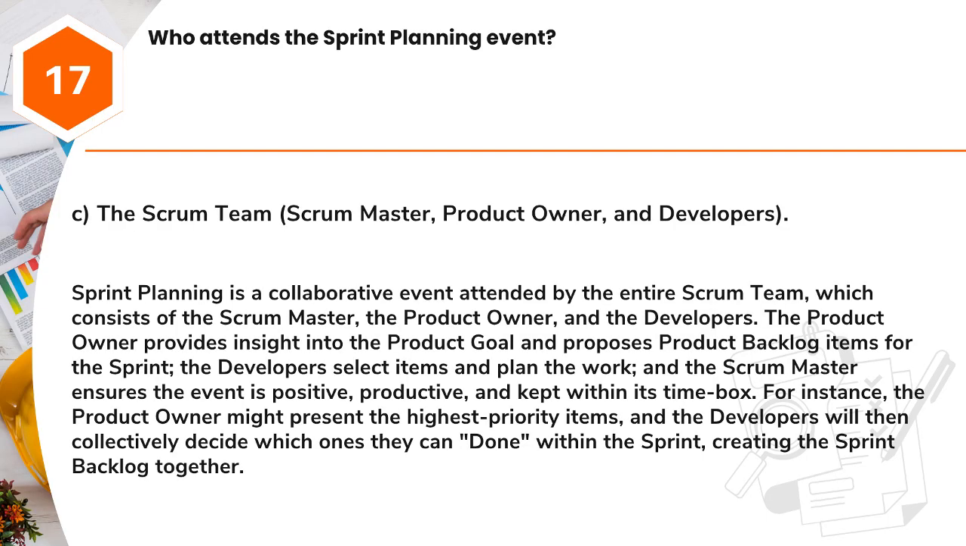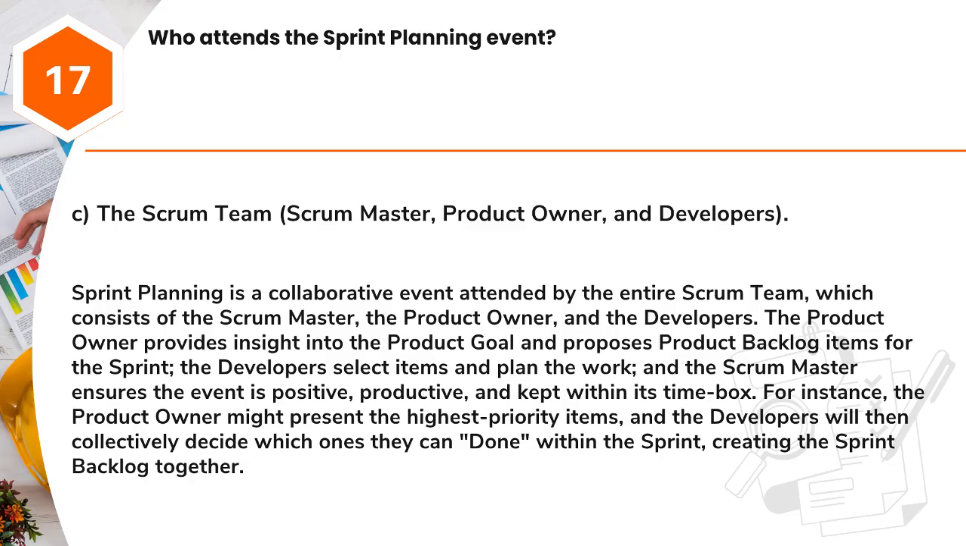Answer: C. The Scrum team, Scrum Master, product owner, and developers. Sprint planning is a collaborative event attended by the entire Scrum team, which consists of the Scrum Master, the product owner, and the developers. The product owner provides insight into the product goal and proposes product backlog items for the sprint. The developers select items and plan the work, and the Scrum Master ensures the event is positive, productive, and kept within its time box.